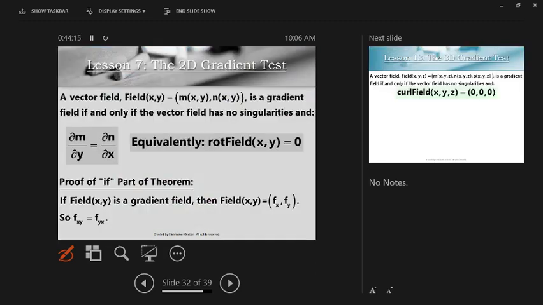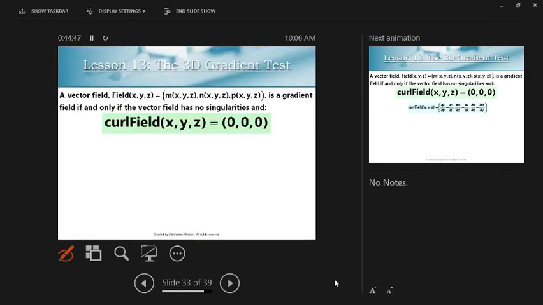Okay. Now in two-dimensional space, when we were testing for gradient fields, we said that the rotation of the vector field had to be equal to 0. So if you had no singularities and the rotation of the vector field was equal to 0, you had a gradient in two-dimensional space. Guys, if we need an irrotational vector field in three-dimensional space, what should be, quote-unquote, equal to 0 in this case? What's our three-dimensional version of rotation? Curl. But curl is a vector, so it can't be equal to 0. It needs to be equal to the 0 vector, or 0, 0, 0.